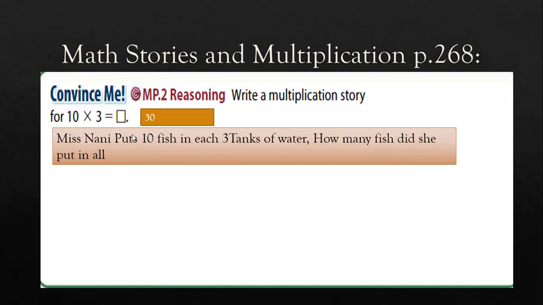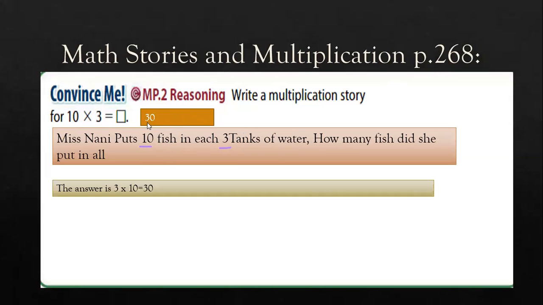30. 10 multiply 3. How did I know? I extract the first number, which is 10, and the second number, which is 3. I can add 10 three times, or I can add 3 ten times, or the easiest way is to multiply 10 multiply 3, which will give me 30. An easy way: 1 multiply 3 will be 3, 0 multiply 3 will be 0. Okay, so the answer is 3 multiply 10 equals 30.